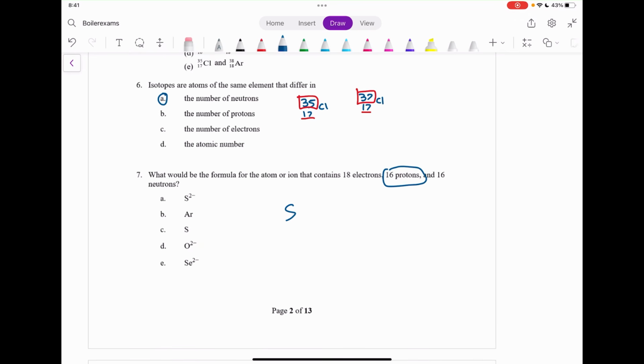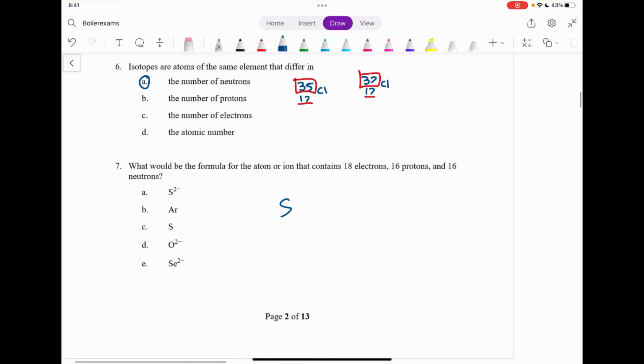And we also have 18 electrons. We have 2 more electrons than we do protons, and we know those are the only 2 subatomic particles contributing charge to our atom, and electrons are negatively charged. So if we have 2 more of them, this is going to have a 2 minus charge. It's not neutral, it's not any of these. So without even looking at the neutrons, I know it's A.